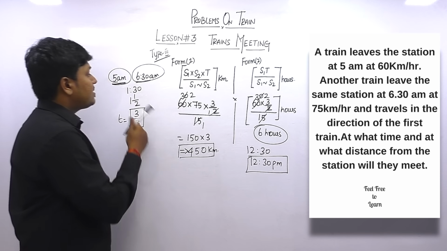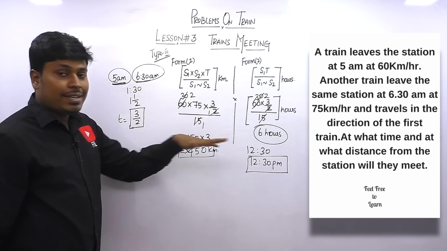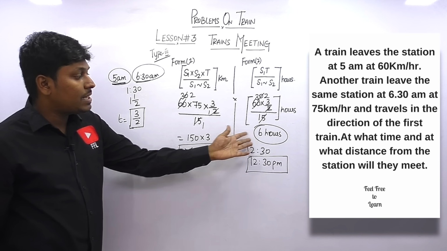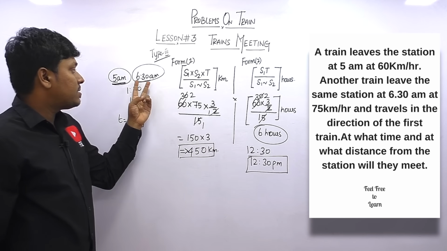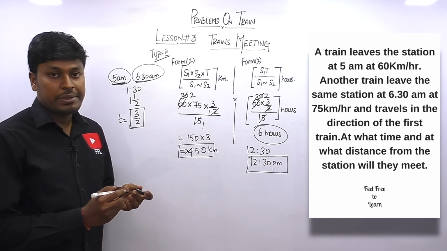Friends, got it? The first train starts at 5 a.m. and the second train starts at 6:30 a.m., and both the trains are running in the same direction, and we found that after 6 hours both the trains meet, right? So 6:30 plus 6 will be 12:30. So the answer for this question is 12:30 p.m.